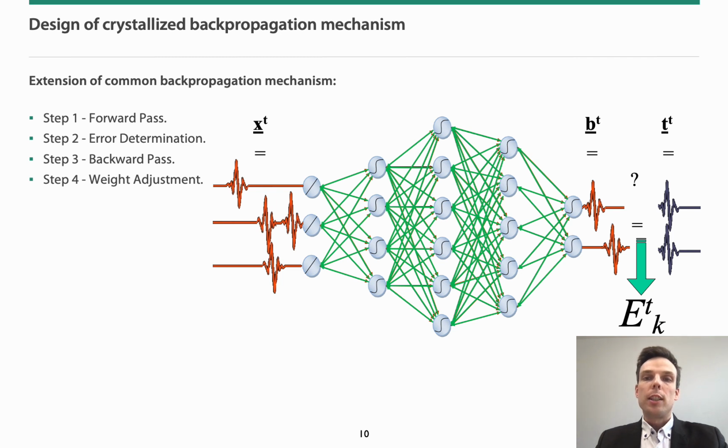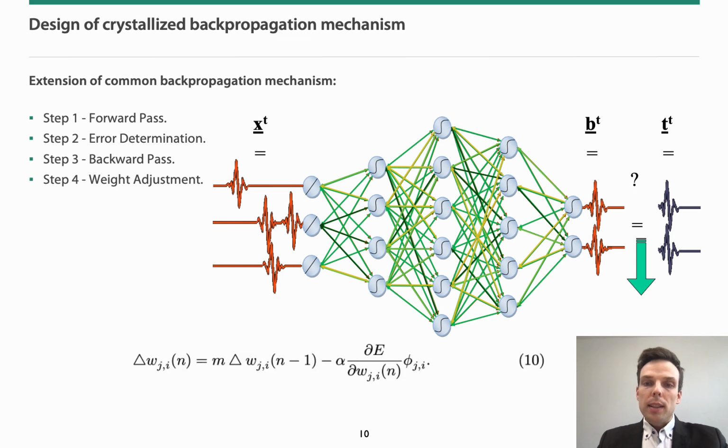Step 4. Weight adjustment. The corresponding neural weights are adjusted based on each neuron's contribution to an error. Through this kind of training procedure, errors are reduced and hopefully it disappears. Weights are adjusted as Formula 10 clarifies. Right here, the crystallization comes into play.